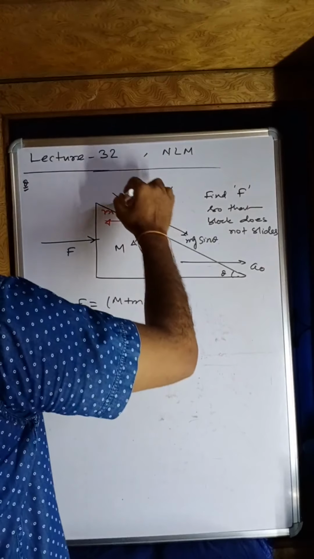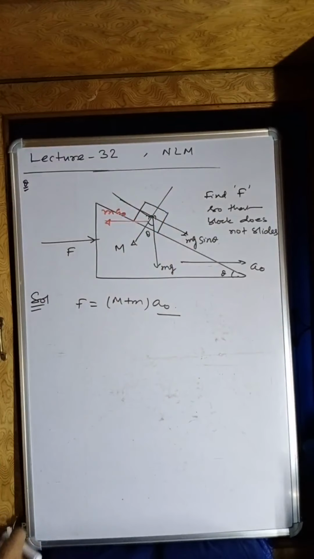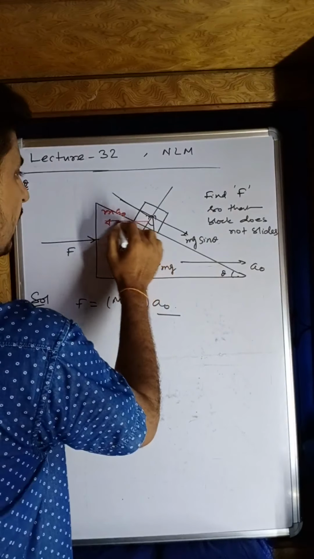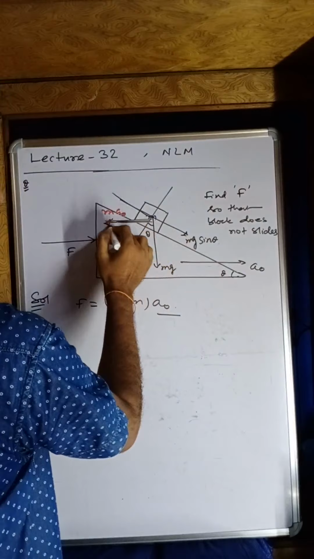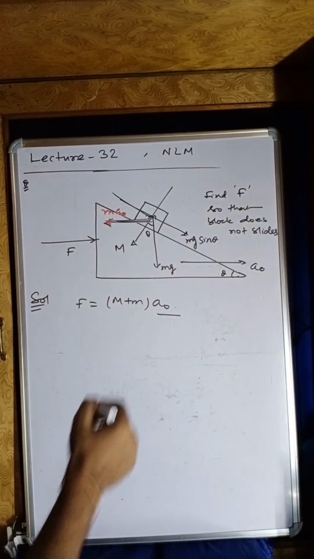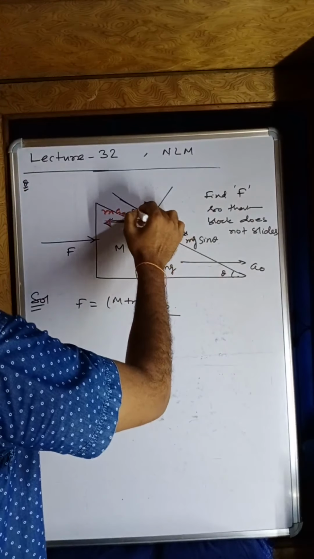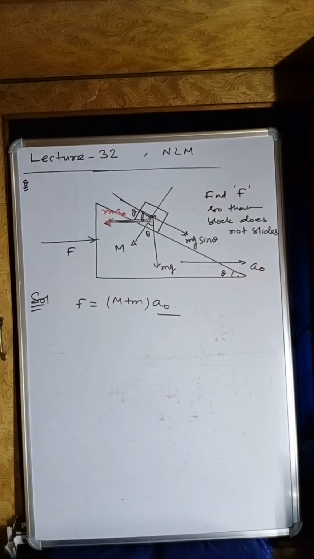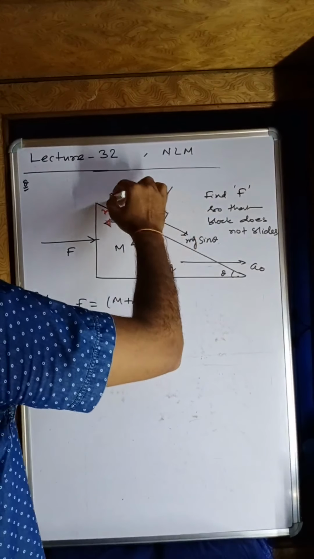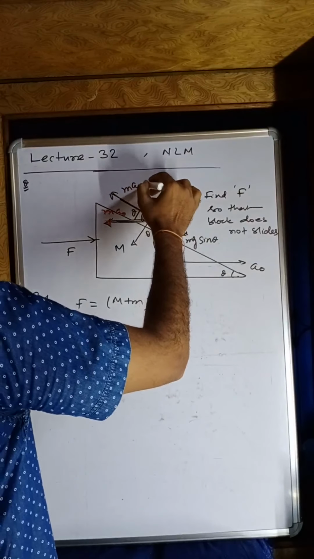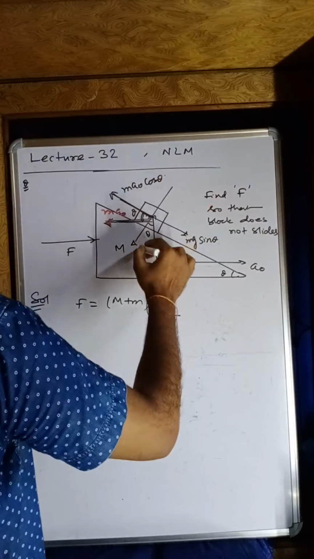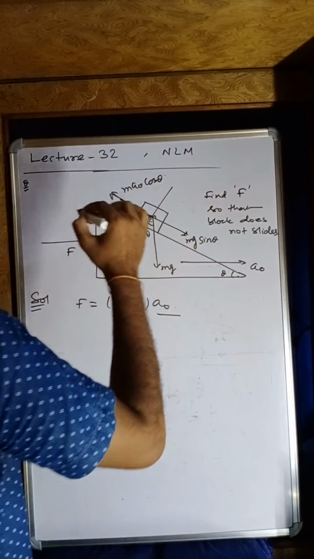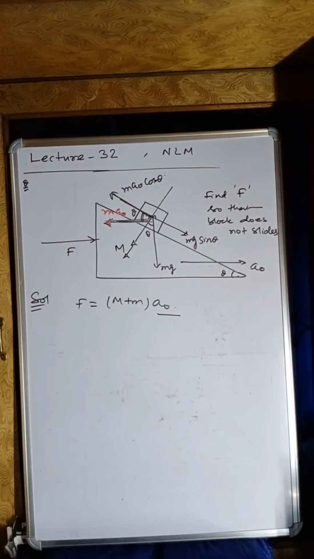Now, look here carefully. This is m a0, and this m a0 is making an angle theta over here. Look carefully, it is theta. Am I right? If this is theta, this would be the theta. It means this will have two components. One along this one, it is m a0 cos theta, and another along this one, it is m a0 sin theta.